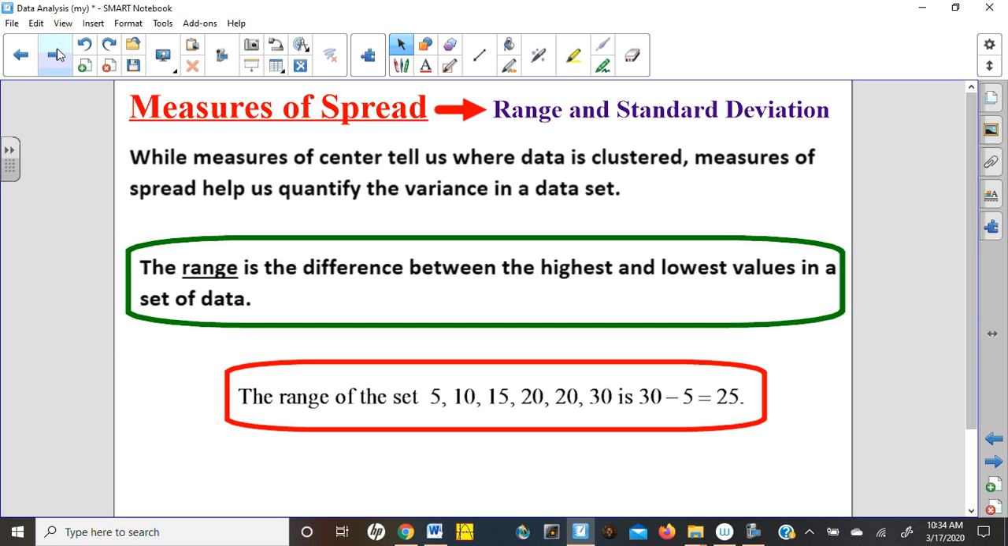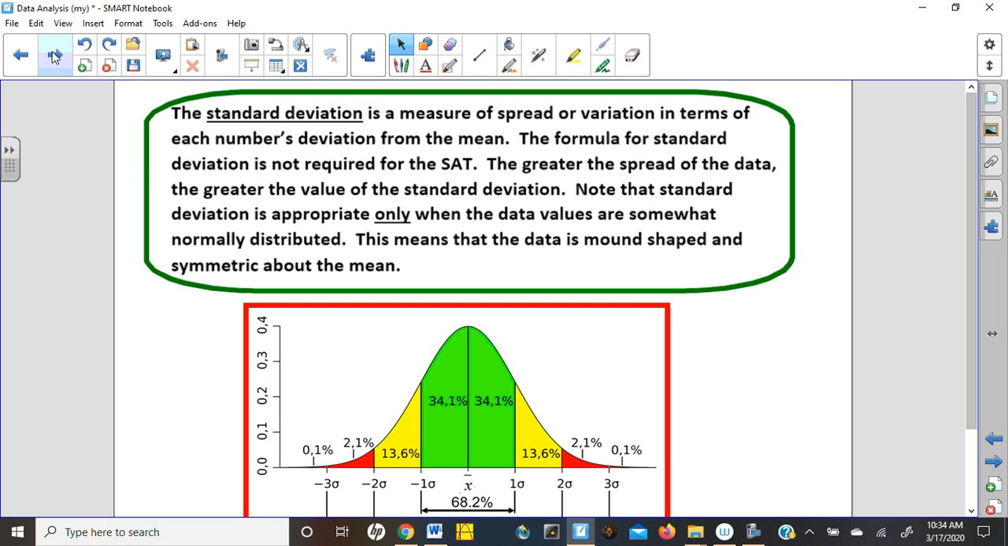All right, so those are mostly questions that dealt with center. Now let's start talking about the spread a little bit. The range and standard deviation are the two primary types of spread, as I mentioned, and the range is the simple one. It's just the difference between the highest data point and the lowest. And so you can see in this little example, 5 is the lowest, 30 is the highest, the range was 25.